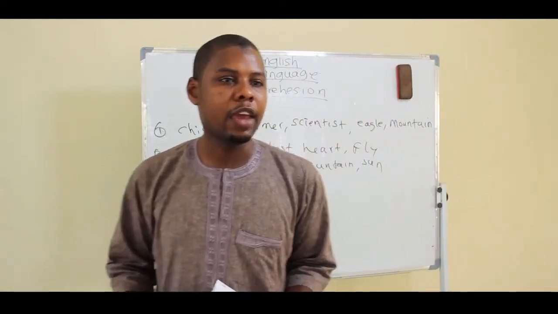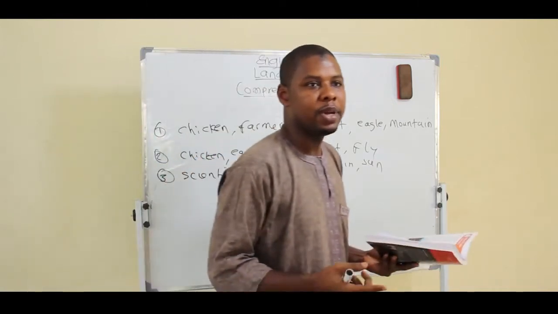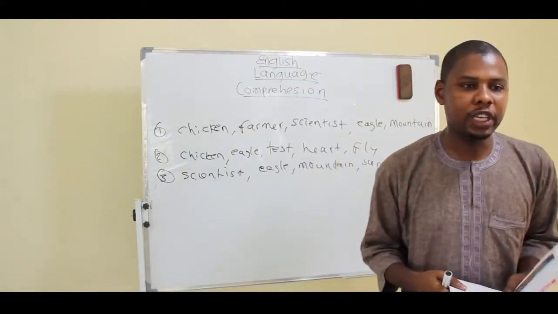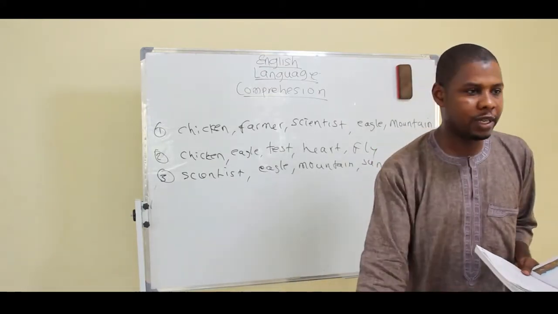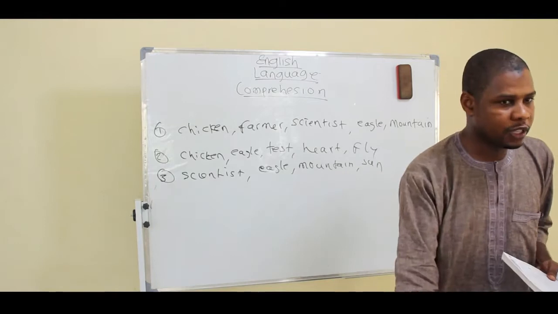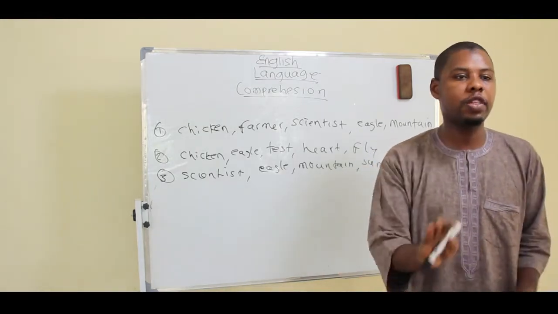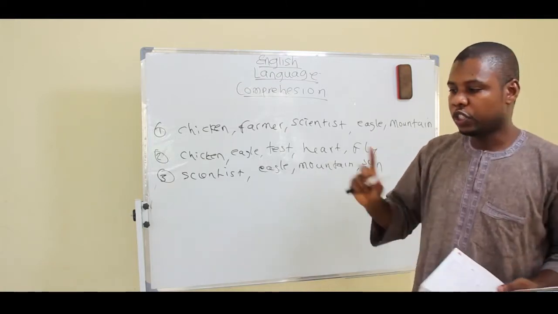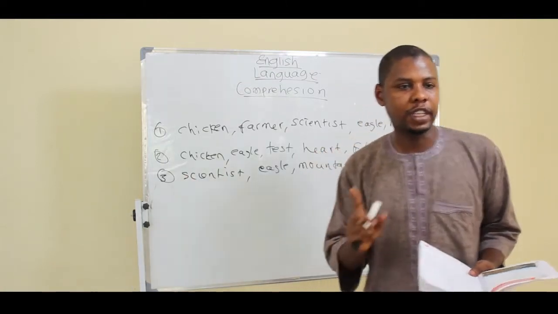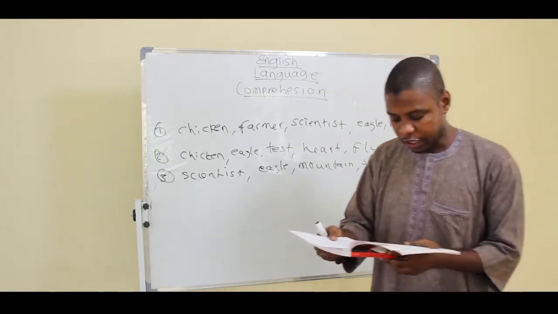Why? Because it thought it was a chicken. It did not fly because it thought it was a chicken. That was why it could not fly. And that was why, because it had been eating chicken feed. It had been living with the chickens. So it thought it was a chicken, because it has wings and chickens have wings. So the eagle could not fly the first time because it thought it was a chicken.